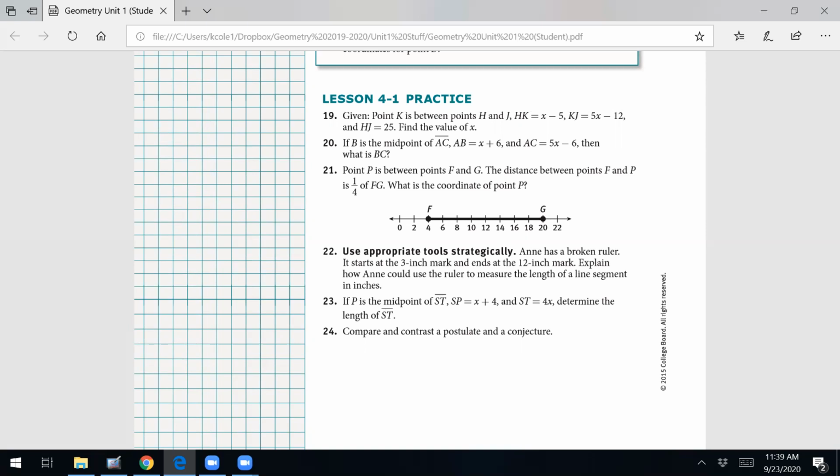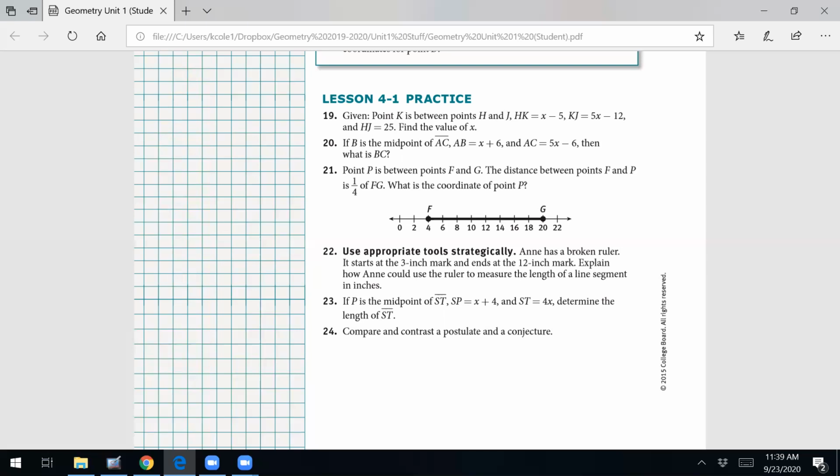All right, so 24, it says, a postulate is a statement that is accepted as true without proof. So you don't have to prove it. It's just true. It's kind of like one of those undefined words. Whereas a conjecture must be proven using deductive reasoning before it can be accepted as true. Whatever you put down, you're fine. All the other ones, y'all are good.